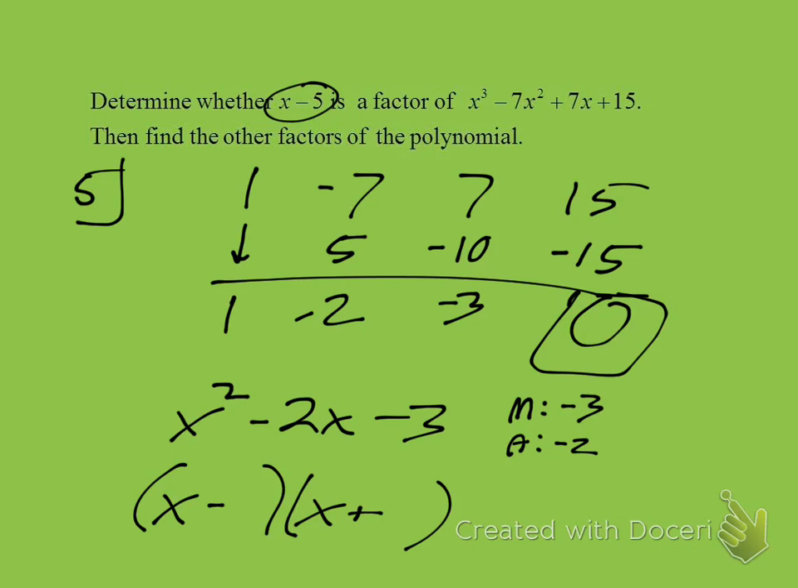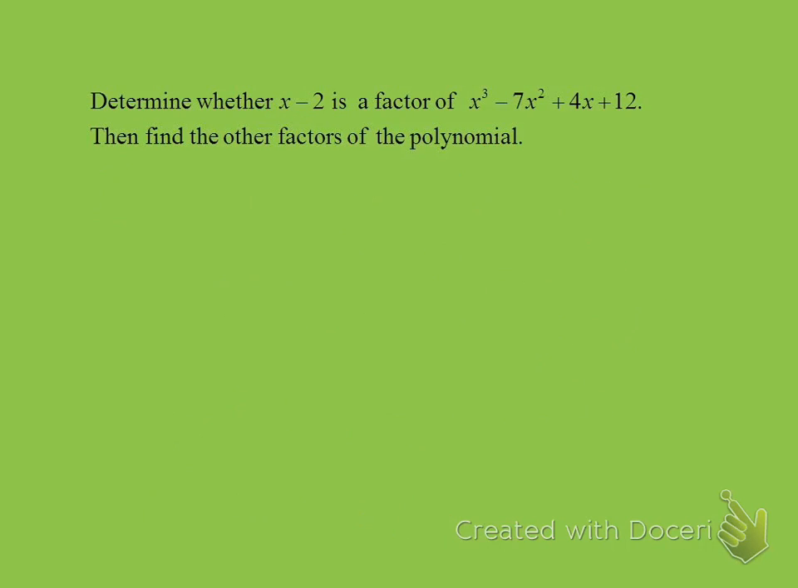Multiply to -3, add to -2. How about a -3 and +1? Alright, so x minus 2 is a factor of x cubed minus 7x squared plus 4x plus 12. 2 in your box. Let's try that again. Alright, 1, -7, 4, and 12.